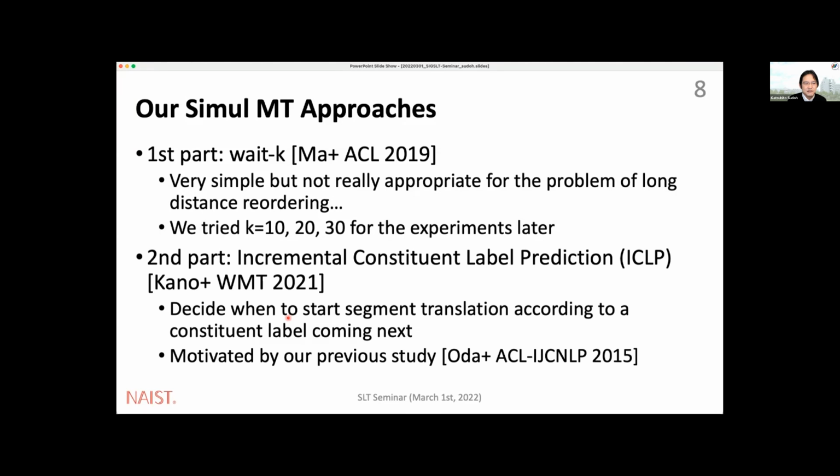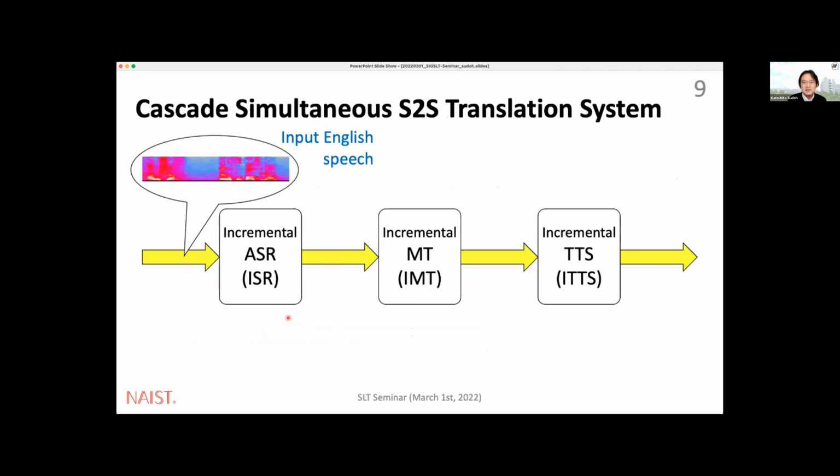And the second part of this talk, I'd like to introduce our recent activities called incremental constituent label prediction. It was presented at last year's WMT. So we decided when to start segment translation according to the constituent label prediction. This is motivated by our lab's previous study, presented at ASRU 2015, in the age of statistical machine translation. Okay. So this is the overview of our simultaneous speech translation system.